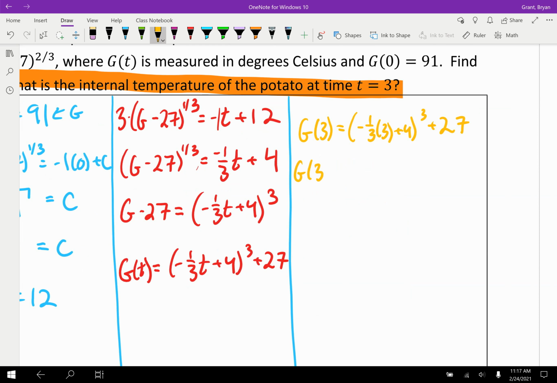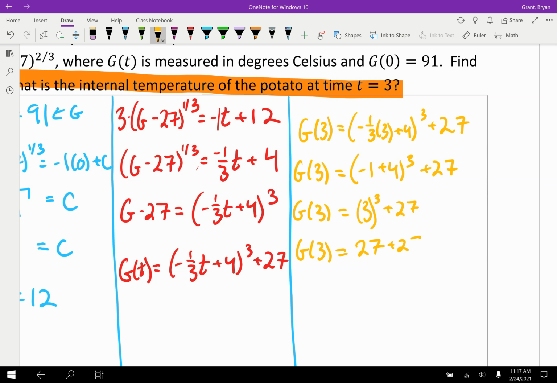And now it's just a little bit of arithmetic, right? Negative 1 plus 4 cubed plus 27. And we continue to simplify down. 3 cubed plus 27. I think 3 cubed is 27. So we have 2 27s, which gives us a final answer of 54. Whew! Lots to do here.